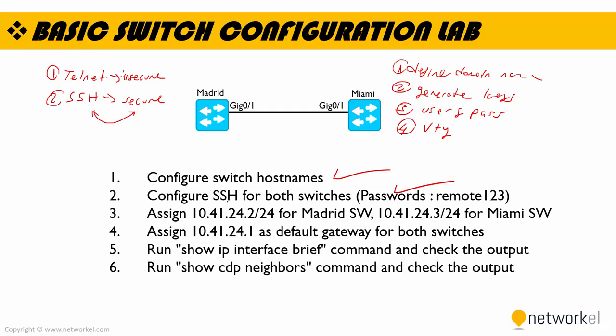Alright, that's going pretty cool for me, and it's time to take a look at the third step. What the third step wants from us is to assign 10.41.24.2/24 for Madrid and .3/24 for the Miami switch.